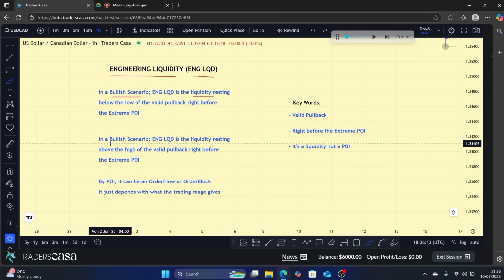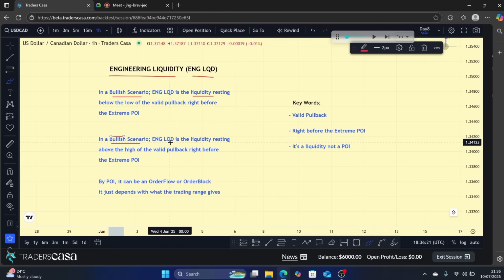This one here needs to be changed to bearish scenario. So in a bearish scenario, engineering liquidity is the liquidity resting above the high of the valid pullback right before the extreme POI. The valid pullback right before the extreme POI, and the liquidity resting above that high.